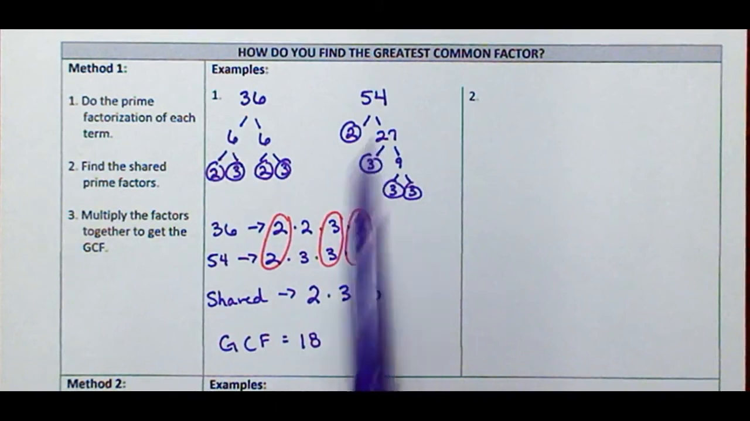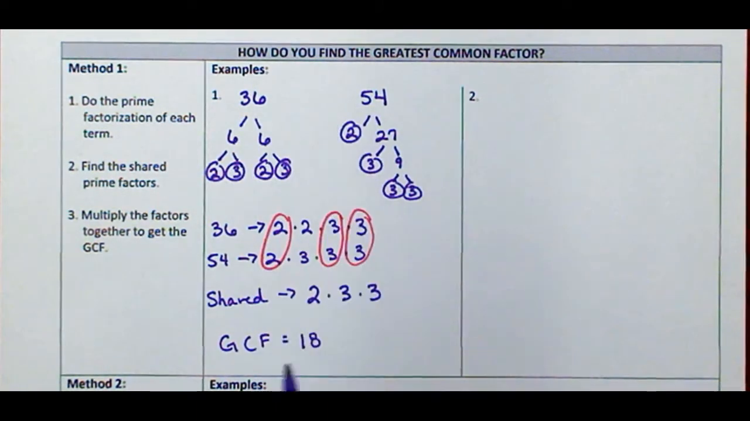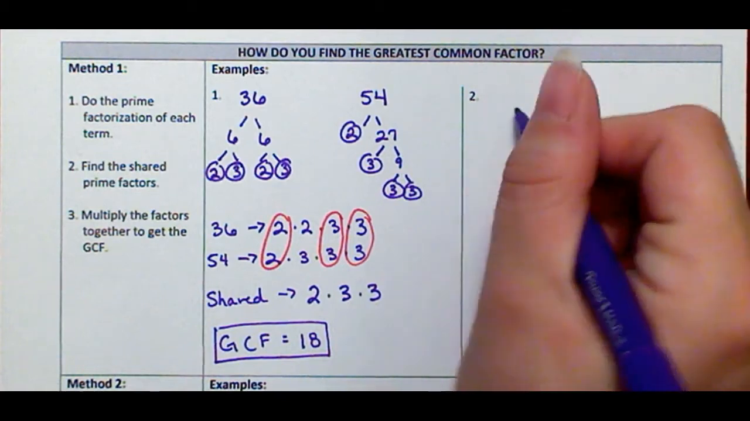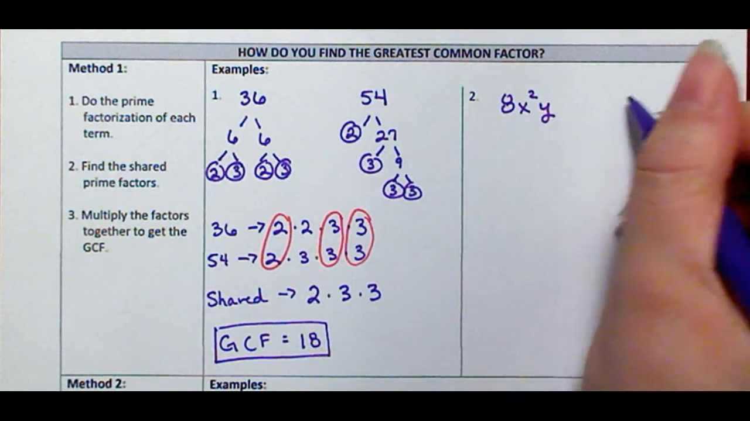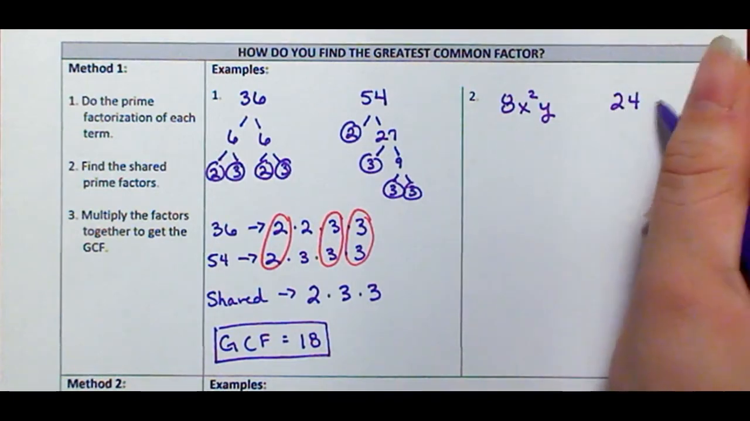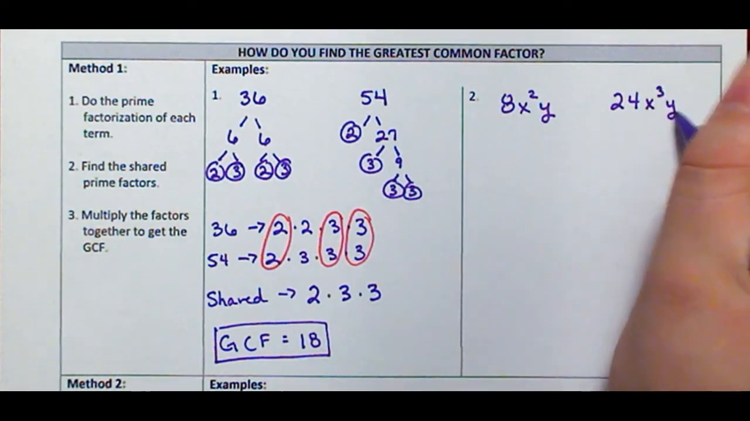This means that 18 is the biggest number that will divide evenly into both of them. That's what greatest common factor means. All right, let's look at number 2. This time we're going to throw in some variables: 8x squared y and 24x cubed y.